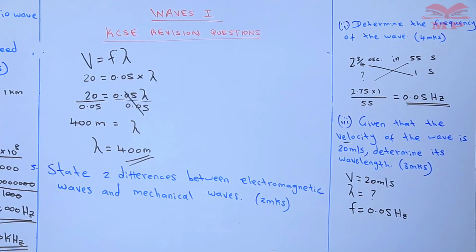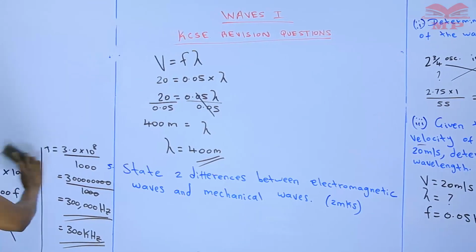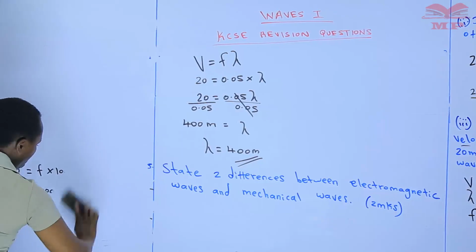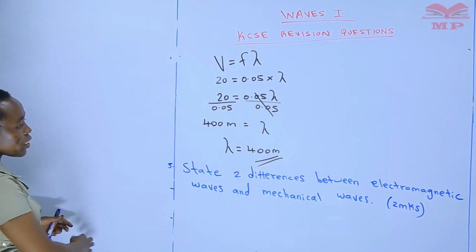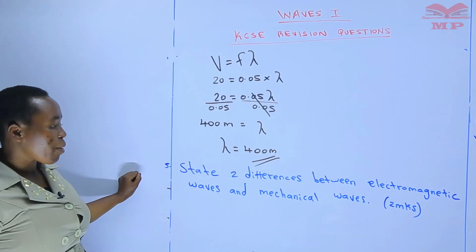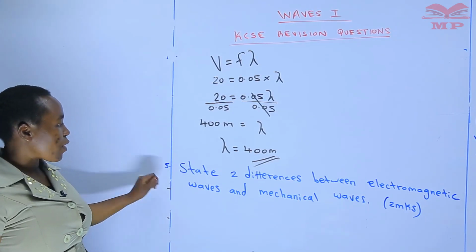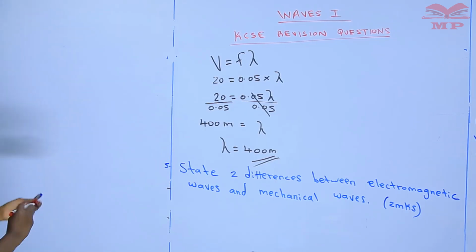We are told to state 2 differences between electromagnetic waves and mechanical waves. So to answer this, we can draw a table. On one side, we have the electromagnetic waves, and on the other side, we have the mechanical waves. If you remember keenly, we divided waves in 2 broad categories. That is the electromagnetic waves and the mechanical waves. So the first difference is going to be the definition.